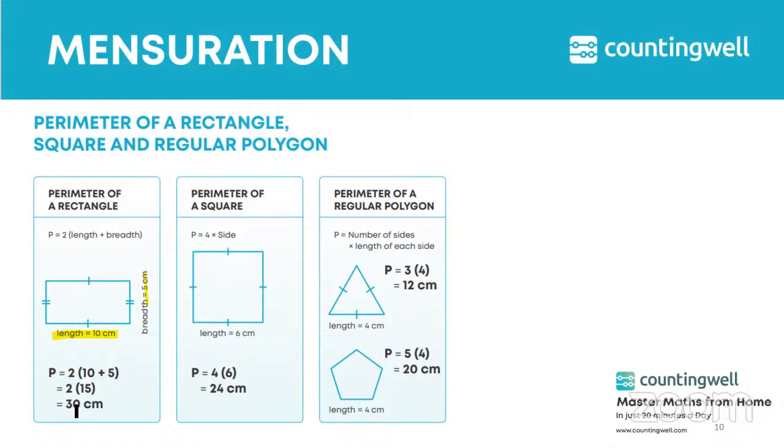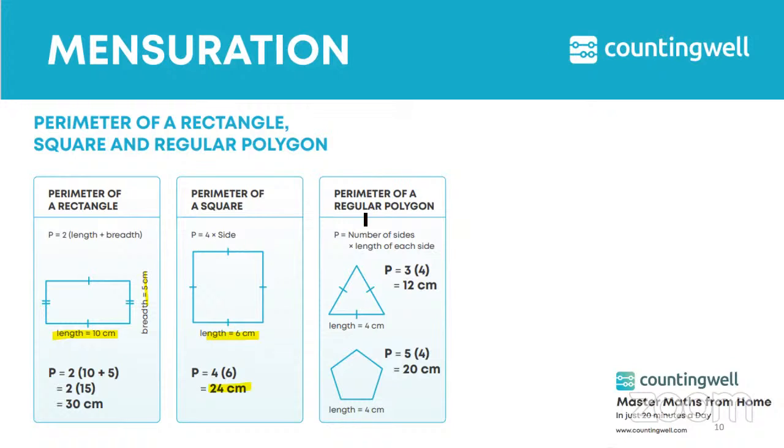To find perimeter of square, it is nothing but the sum of all the sides of the square. So we have 4 times side, and the length of each side, if it is 6 centimeter, we have 4 times 6, which is 24 centimeter.